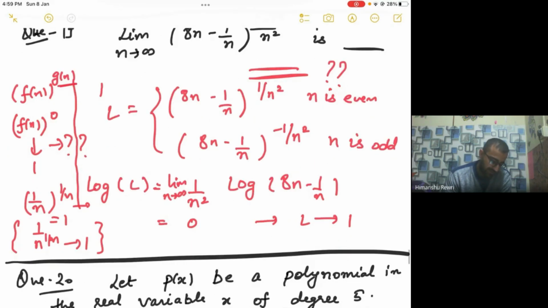For example, you can take n square raised to the power 1 by n. I hope so. Or take n square plus 1 raised to the power 1 by n. I hope this example will work. This won't go to 1.